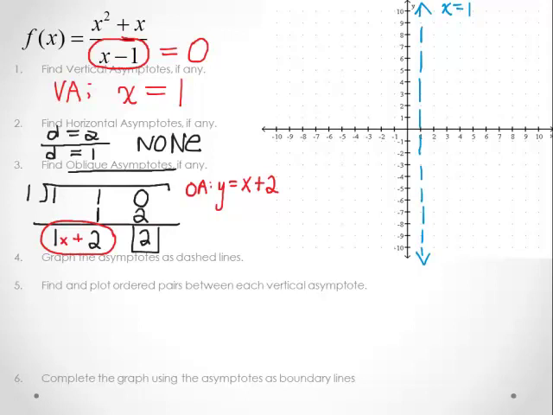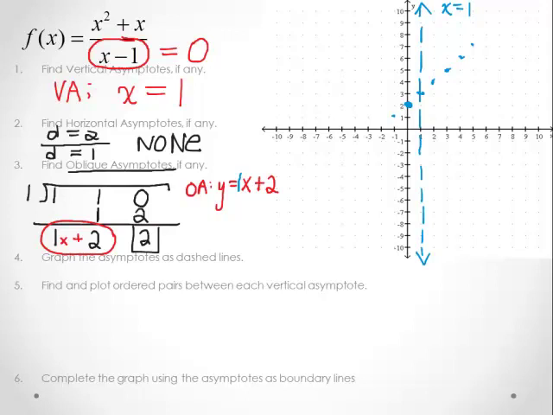Well, I could say that the y-intercept is going to occur at 2. So I'm going to put a point right here. And then the slope is 1. So that means 1 over 1. So I can move up 1 and right 1. And then that would give me a point right here. Right here. Right here. Right here.